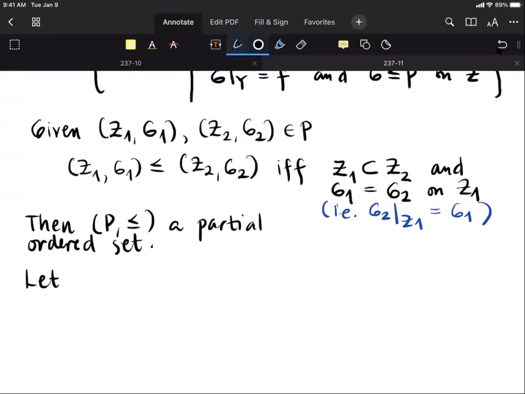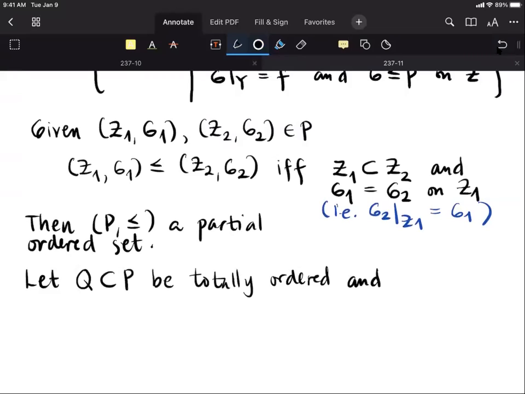So next, we show that it is an inductive partially ordered set. For that, let's start with a totally ordered set Q. We show that this has, let's say, an upper bound.